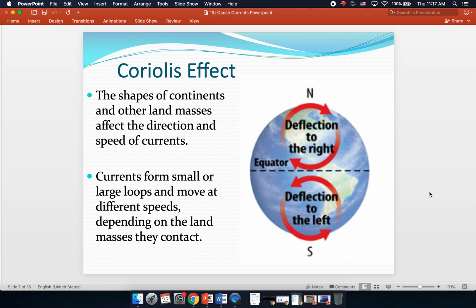All right, the shapes of continents and other land masses also affect the direction and speed of currents. So currents that are not very close to land masses or continents may move slower than, say, part of an ocean current that's moving in a very narrow space between land masses or continents. Those may actually speed up and move faster because they're being more or less squeezed through. So the currents form small or large loops and move at different speeds, just depending on where they are, what land masses they contact or continents they come into contact with.